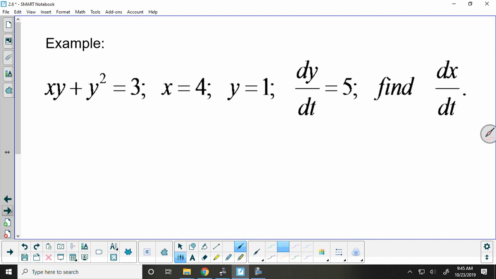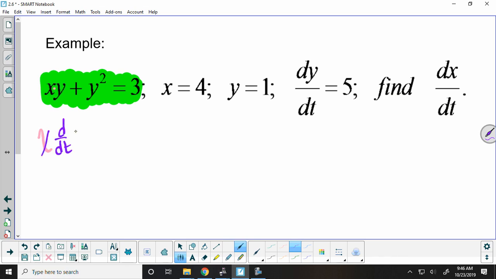Okay, here's another one. Here's our equation. I like this equation. Why do I like this equation? Oh, yes. You need to be eagle eye for that product rule. How do we know this is product rule? Two variables. So we'll say x times the derivative with respect to time of y. How do we know we're doing it with respect to time?